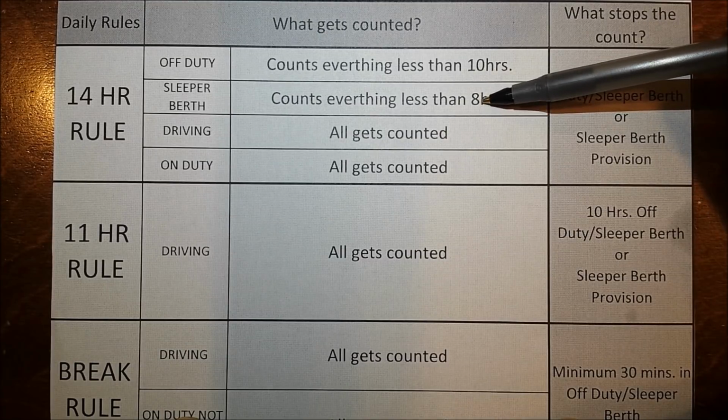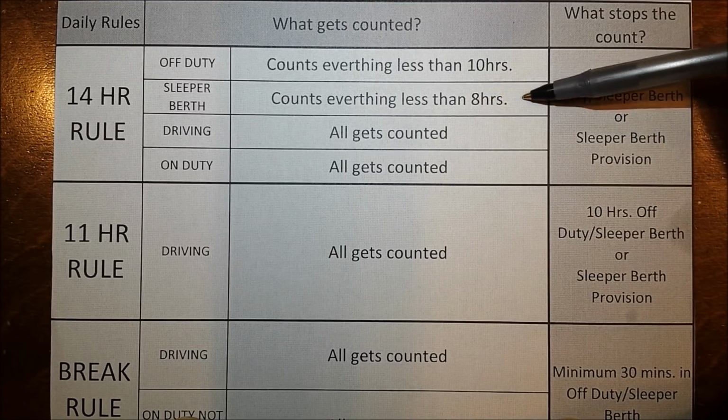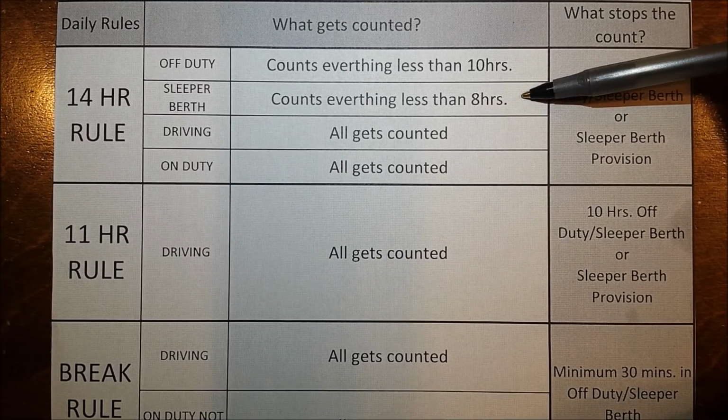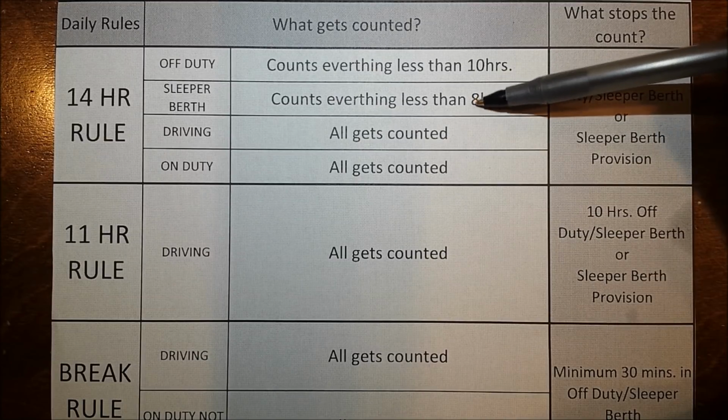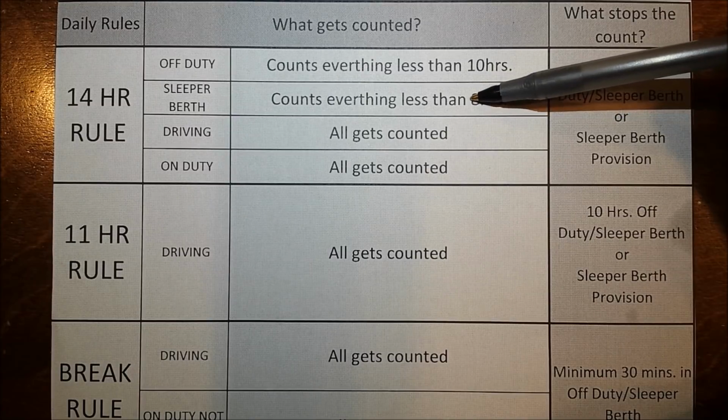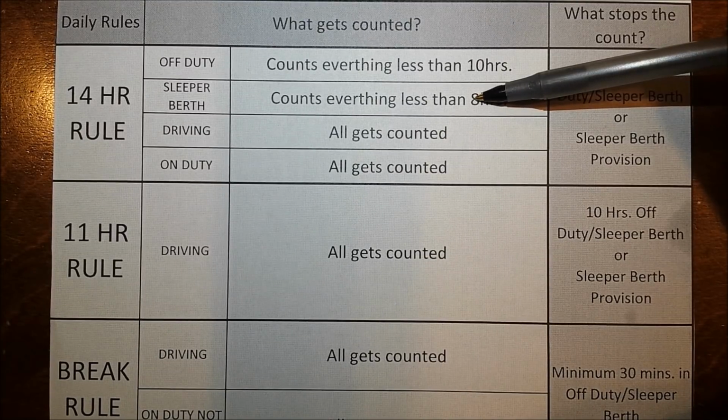Or 9 hours? Or 9 hours and a half? Or 9 hours and 45 minutes? Because we already know what happens when we rest 10 hours. It's just going to reset and stop the count for the 14-hour rule. We already know what happens when there's less than 8 hours in the sleeper berth, and that's going to get counted as work. But what happens when we rest from 8 hours to 9 hours and 45 minutes?